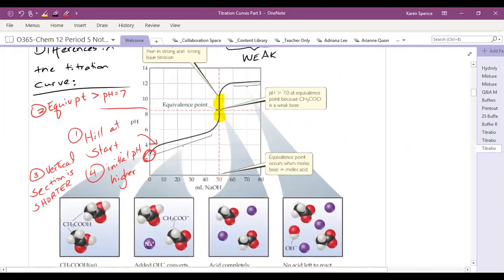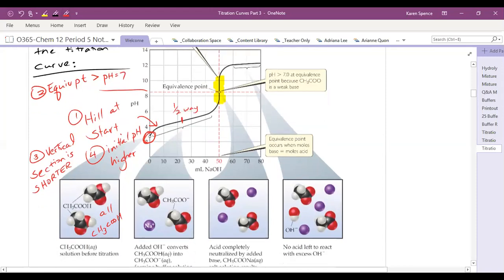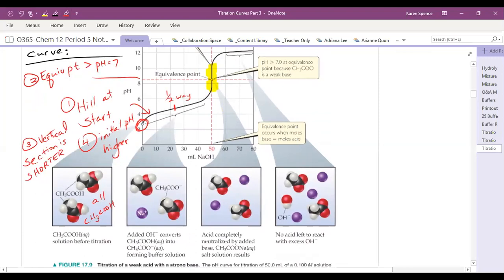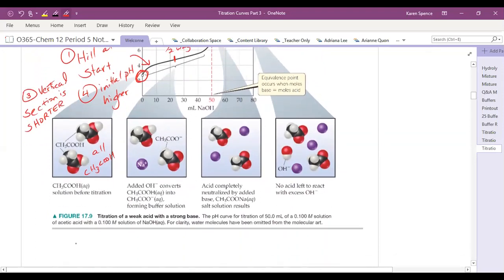Down below, there's a little picture of what's happening at each portion of this curve. You can see that initially we have all CH3COOH, and it's not dissociated, because it's weak, it's almost all together. As we get halfway, and this is going to become important, at that halfway point on the curve, you have reacted some of the CH3COOH with hydroxide.